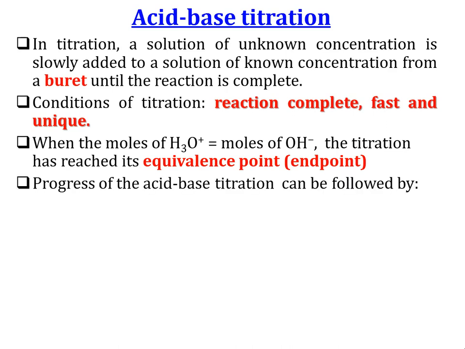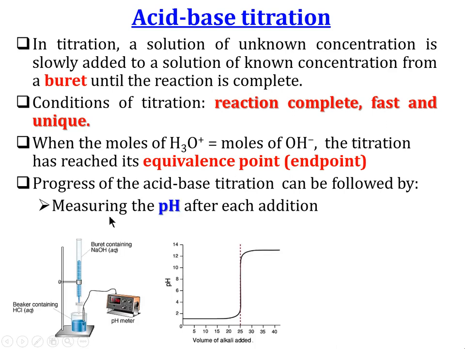The progress of the acid-base reaction can be followed by two methods. One is to measure the pH of the solution after each addition. For example, we have HCl in a beaker, which is a strong acid, and NaOH in the burette, which is a strong base. When we add NaOH to HCl, H3O plus will react with OH minus. So H3O plus in the solution will change. Therefore, pH will change.